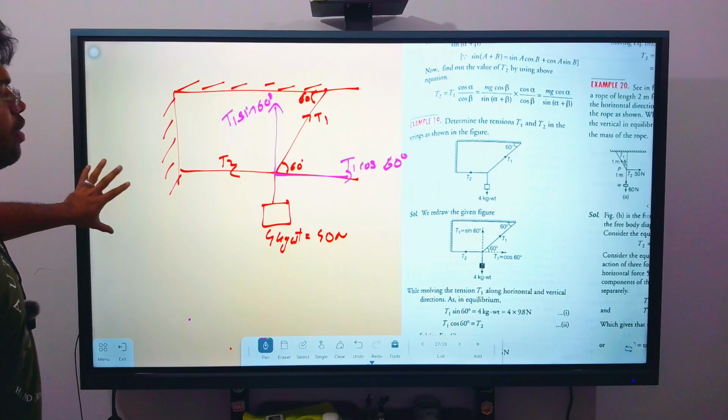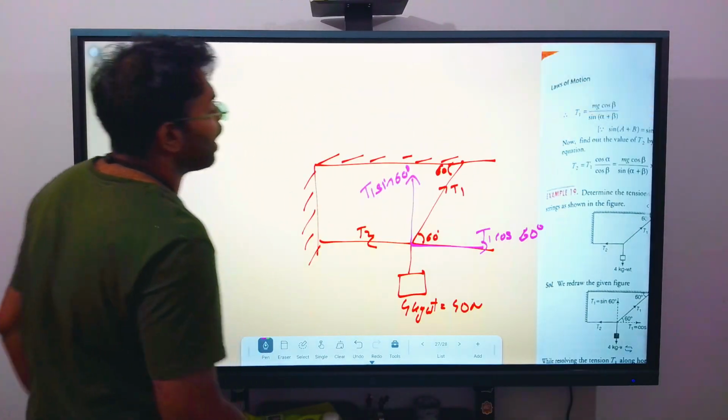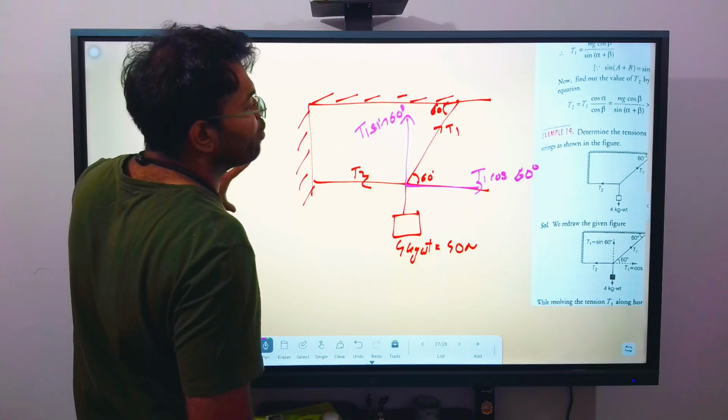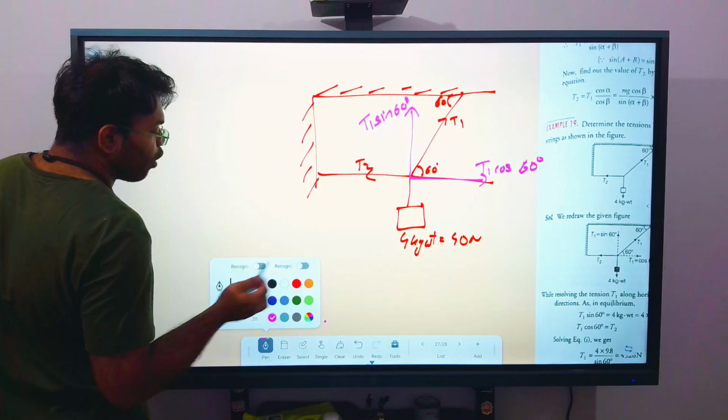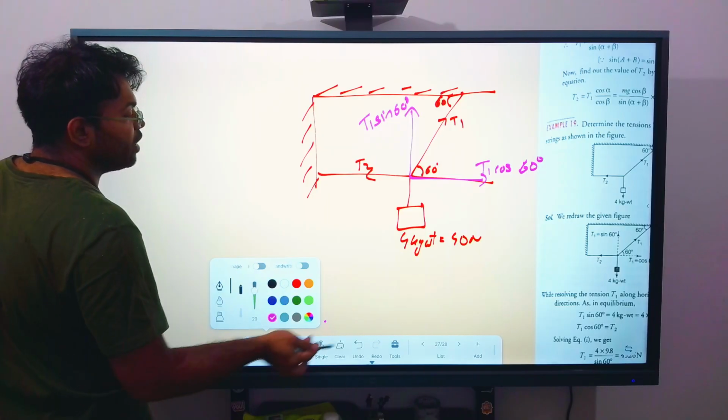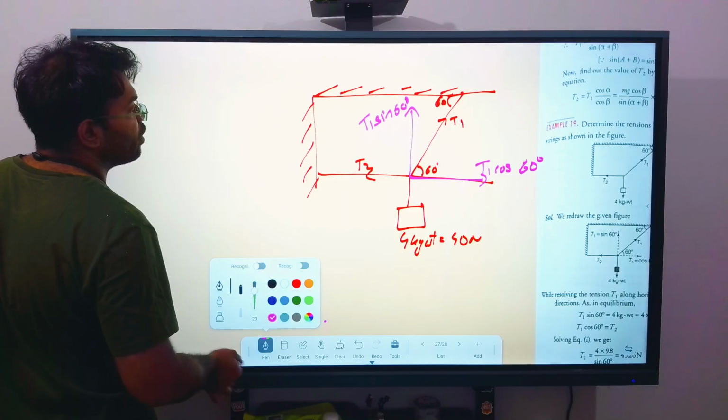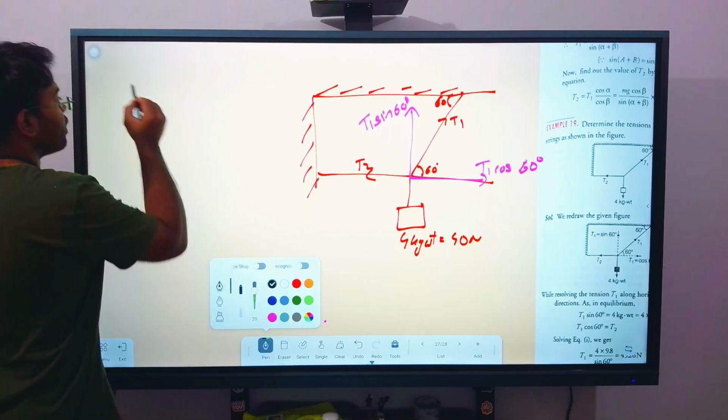Because this whole system is in equilibrium, I can say that the horizontal components of force should be equal and the vertical forces should be equal in the opposite direction.